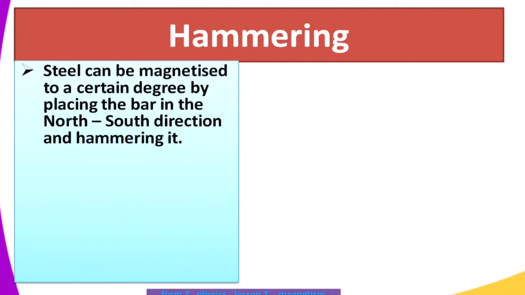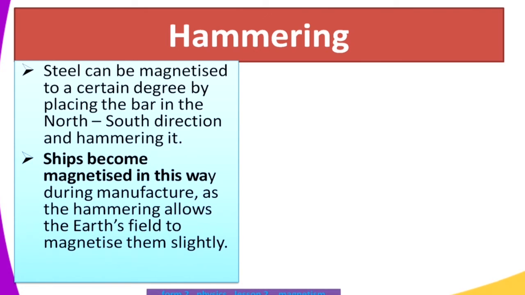Ships become magnetized in this way during manufacture, as the hammering allows the earth's field to magnetize them slightly. Actually, hammering takes advantage of the magnetic influence of the earth. You know, the earth is a big magnetic material. Naturally, the earth is a magnet, and therefore, when you take a magnetic material and continue hammering it facing the north-south direction, then the material acquires magnetism. So it takes advantage of the earth's field to magnetize it slightly. It's not a strong magnet.